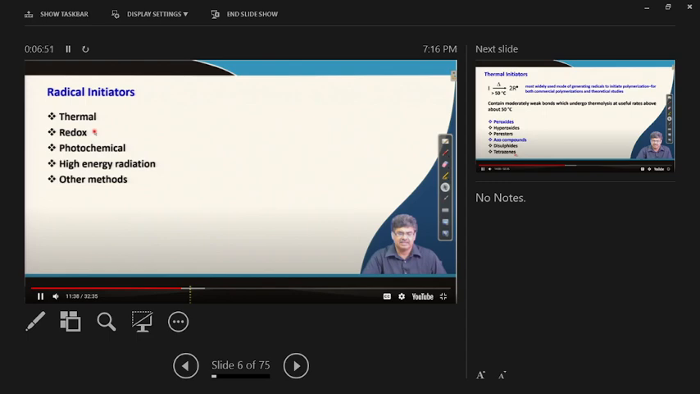There are various energy sources available in the literature. First, thermal: we know thermal dissociation very well, which simply means temperature. By heating your solution mixture, you will be able to dissociate molecules and form radicals. Thermal energy we know very well because it is used very commonly. Then redox: to stabilize some molecules, electrons are shared between molecules, and due to this sharing of electrons, some radicals are generated. This is called redox radical generation.